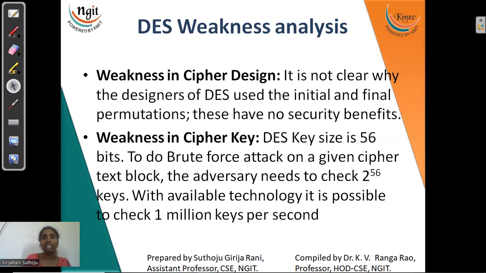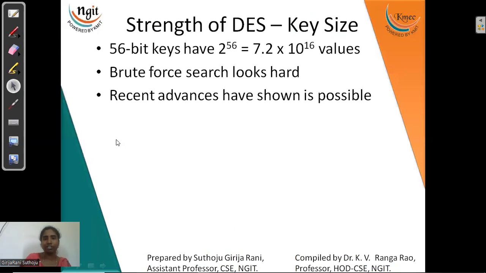The second one is the cipher key size. The key size is only 56 bits, which is very easy for hackers, attackers or the adversary, as we call them. They will apply 2 to the power of 56 combinations to get our plain text back using several technologies. This is another weakness which we have analyzed for DES.